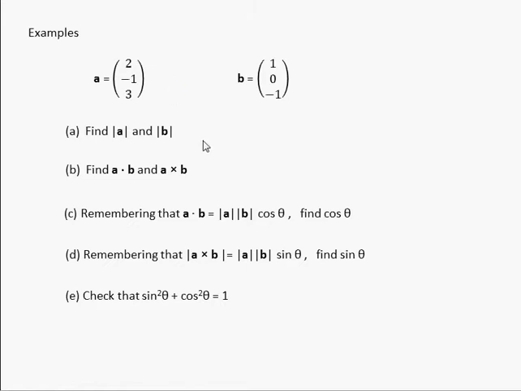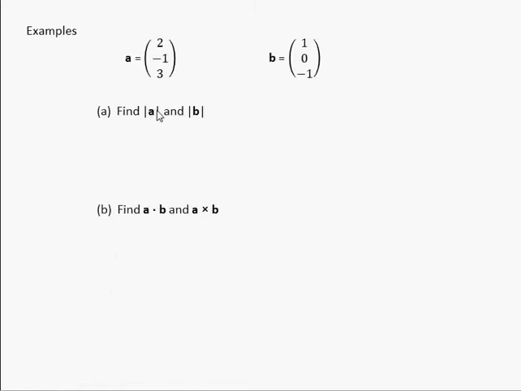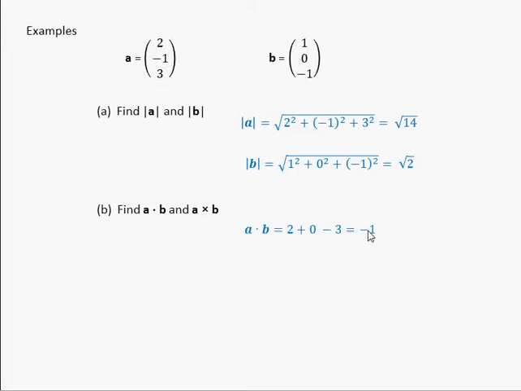Okay, here's the answer to the first bit. Find the magnitude of A and the magnitude of B. You should remember this, it's really easy. It's just that Pythagoras type formula. There are your answers. It's just the square root of each of the components squared and summed together. The dot product, you'll remember, is 2 times 1 plus -1 times 0 plus 3 times -1, and the answer is -1.